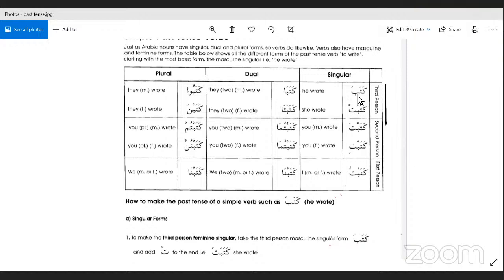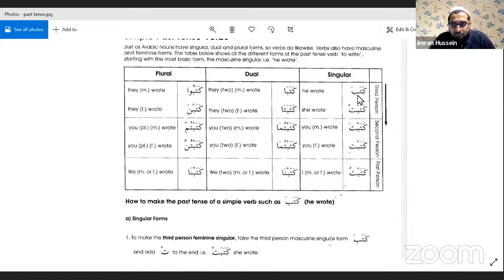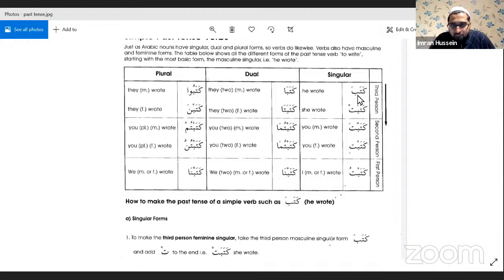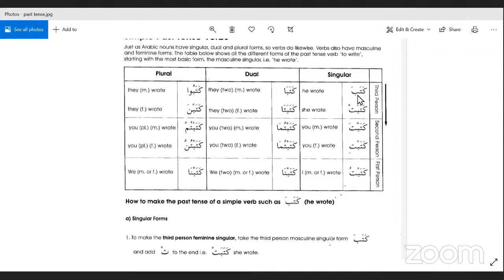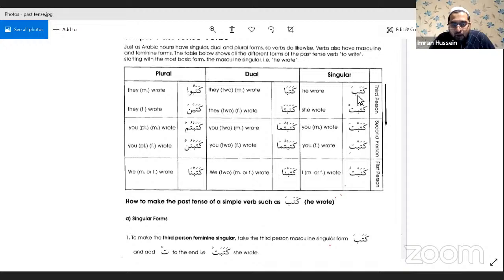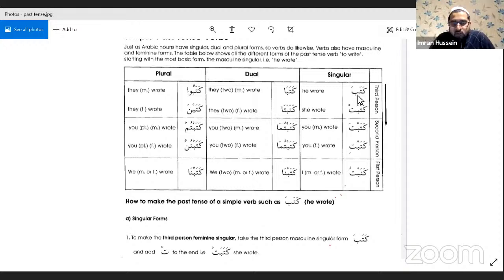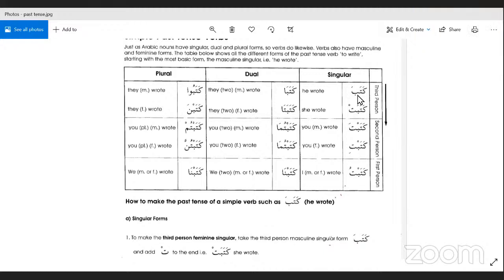Dakhalu. Excellent. You one male entered. Dakhalta. Excellent. You one female entered. Dakhalti. Excellent. You all females entered. Dakhaltunna. Excellent. You both, male or female, entered. Dakhaltuma. And the final question, you all males entered. Dakhaltum. Ahsanti, that was excellent.